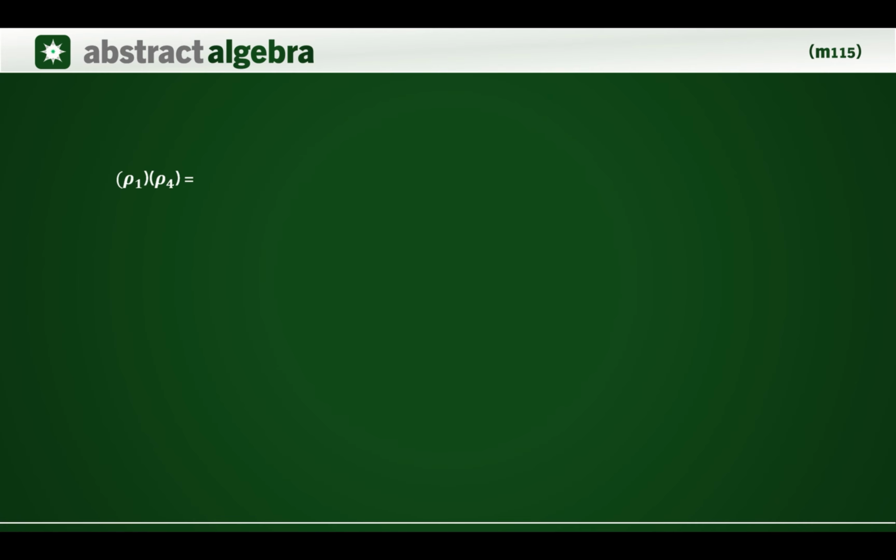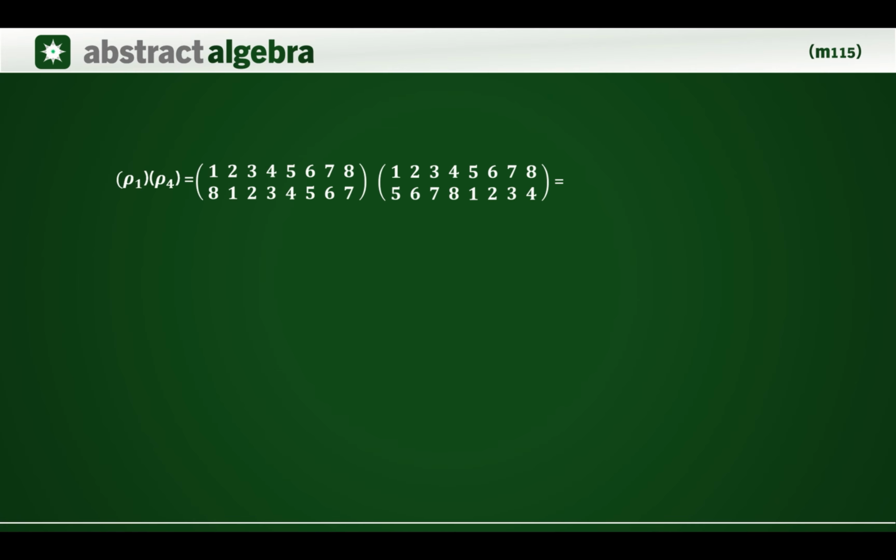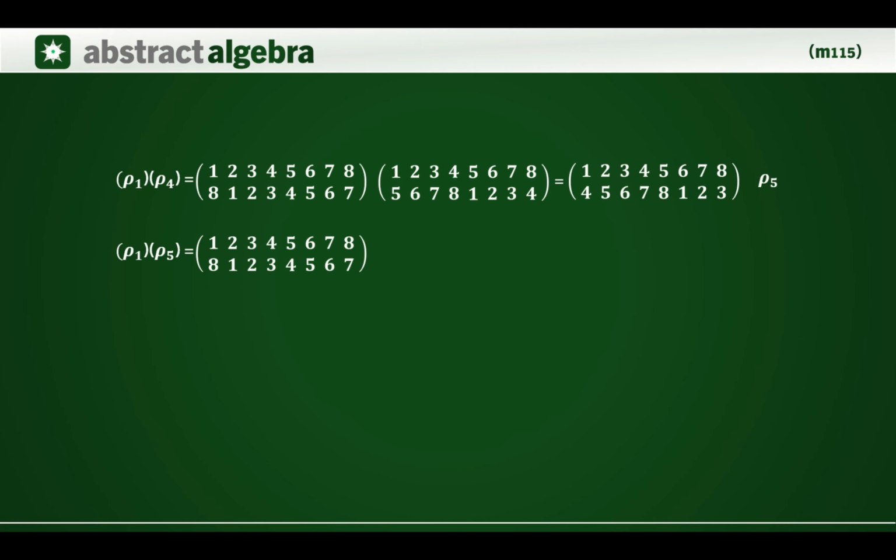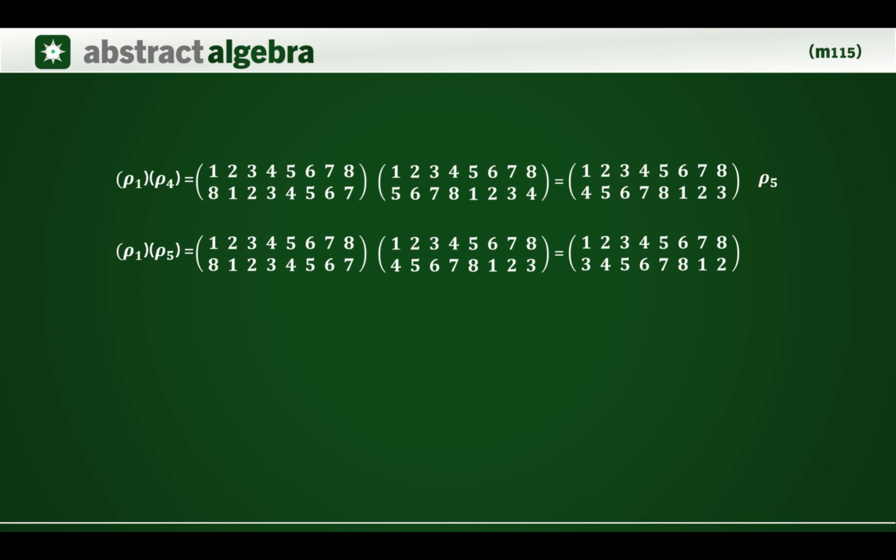Next, we are going to find the composition of row sub 1 to row sub 4. So this is the row sub 1, then this is the row sub 4. So the composition of row sub 1 to row sub 4 results in row sub 5. Next, we are going to find the composition of row sub 1 to row sub 5. So this is the row sub 1, then this is the row sub 5. So the composition of row sub 1 to row sub 5 results in row sub 6.